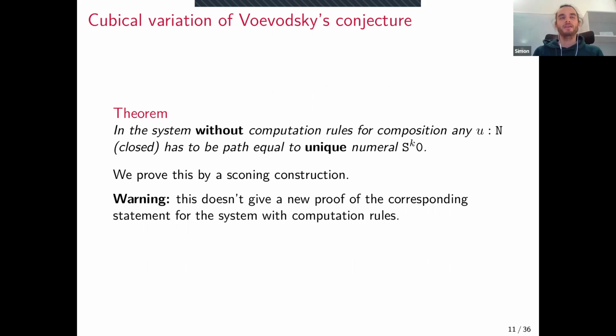So if we look at this cubical type theory, where we take away all the computation rules for composition, and now if I start with a closed term of type NAT, is it path equal to a unique numeral, or unique is actually not so important. Uniqueness follows from consistency. But anyway, is it path equal to a numeral? And this is what the rest of the talk will be about.